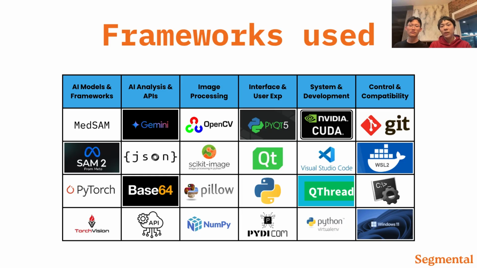To build this, we leveraged a robust stack of modern technologies. We used PyTorch and NVIDIA CUDA for high performance AI inference, Google's Gemini API for analysis, and libraries like OpenCV and PyDICOM for image processing. The entire application was developed using tools like PyQt, Git, and Visual Studio Code to ensure stability and compatibility.